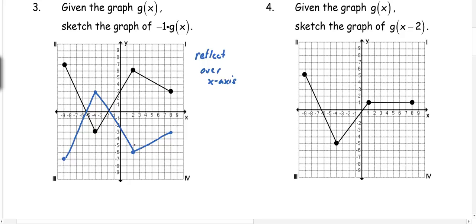Number 4, given the graph g of x, sketch the graph g of x minus 2. So in this case, we are going to move each dot right 2 because we are inside the parentheses. So I'm going to count 2 to the right for each dot. And once I've got all 4 dots plotted, I connect them so that my shape remains the same shape.